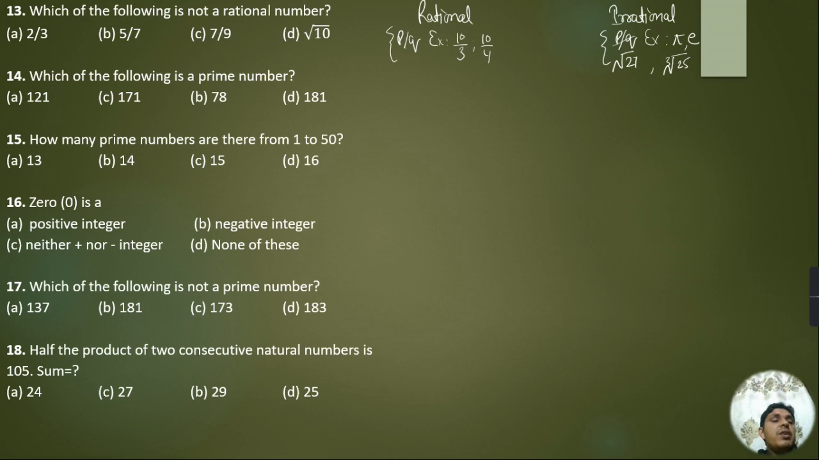If we check 2 by 3, this will be 0.66666, so again a pattern, a rational number. Now 5 by 7. If we check for 5 by 7, what will be the number?